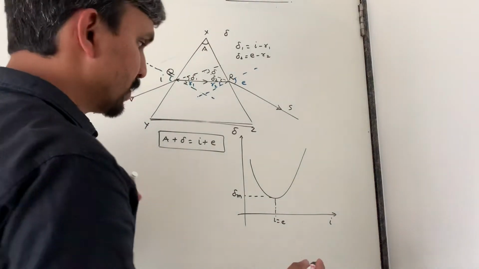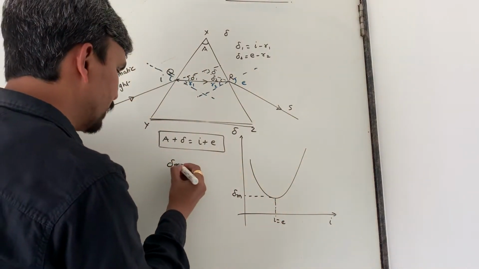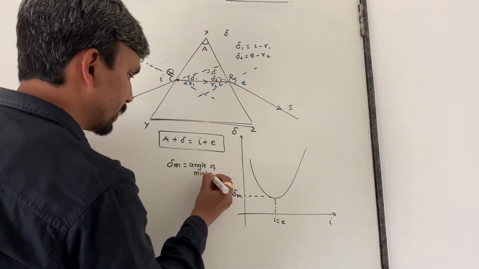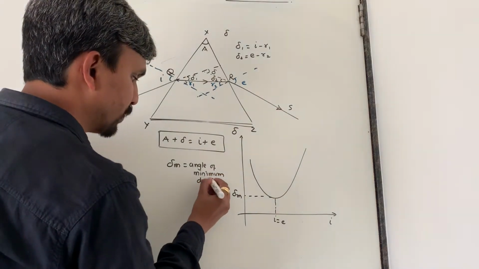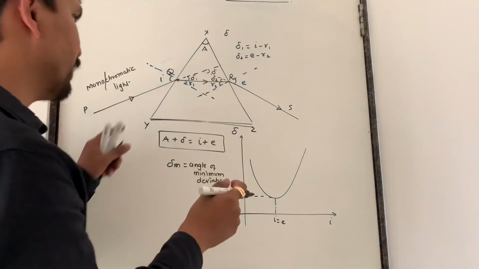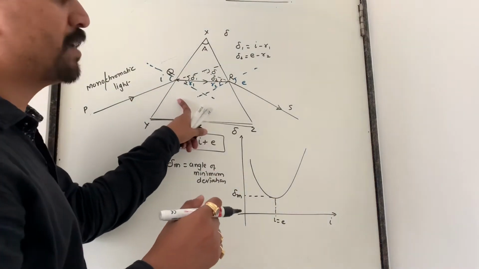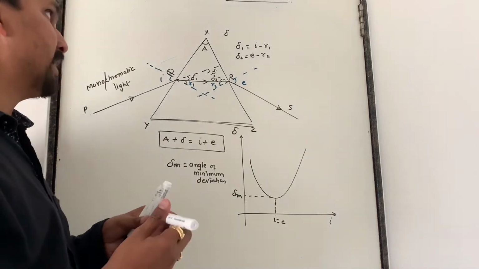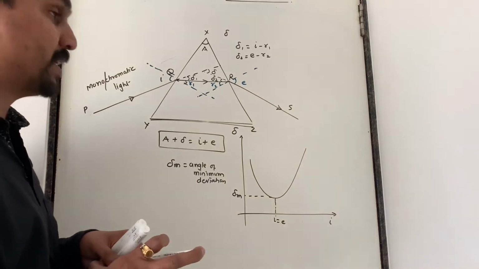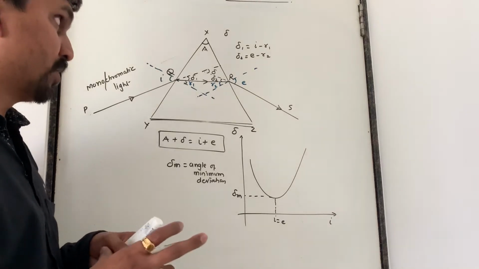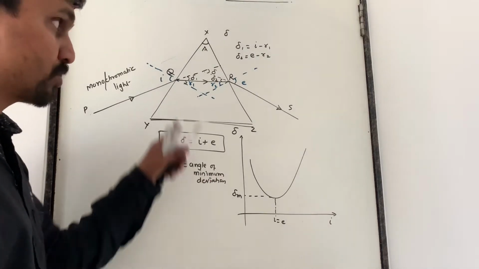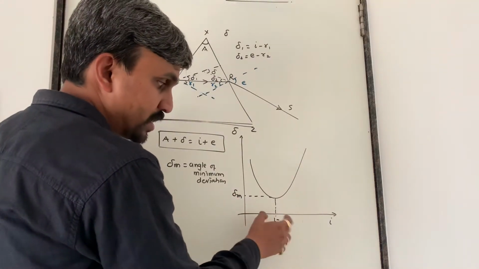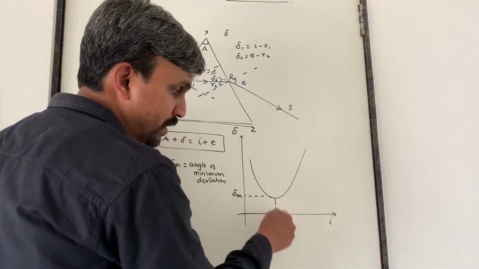This is the point where your delta is delta M and where your I is equal to E. So delta M is called the angle of minimum deviation. Whatever graph, whatever diagram you have drawn is only applicable for angle of minimum deviation. So they can ask, draw a neat labelled diagram when a monochromatic light is incident on a glass prism for minimum deviation. So this diagram you have to draw. Now this delta is delta M, your I is equal to E. This is not given in the textbook, so you should mark this part properly.